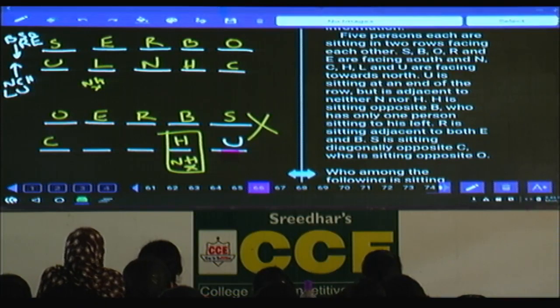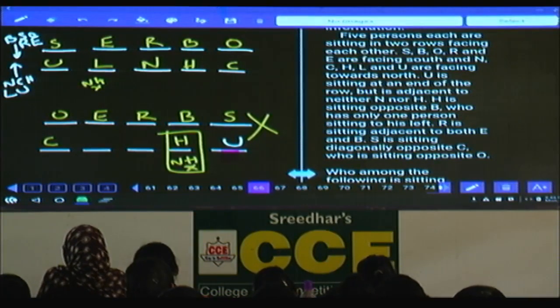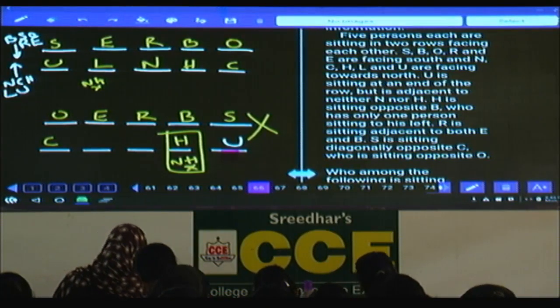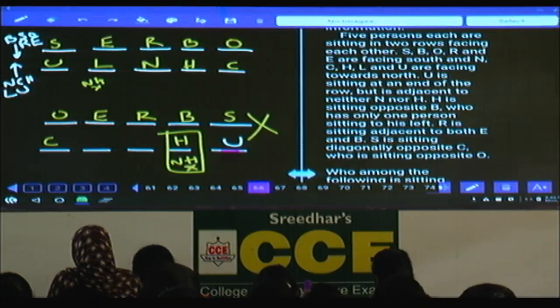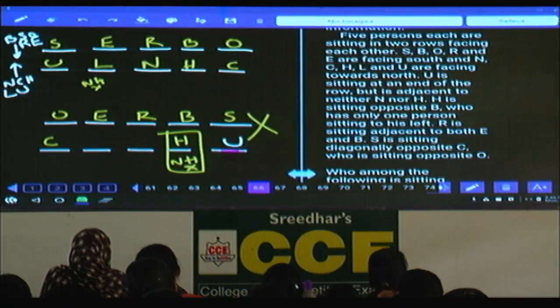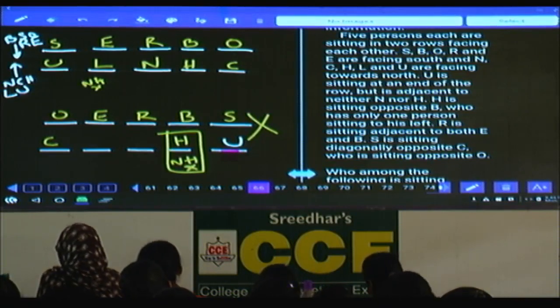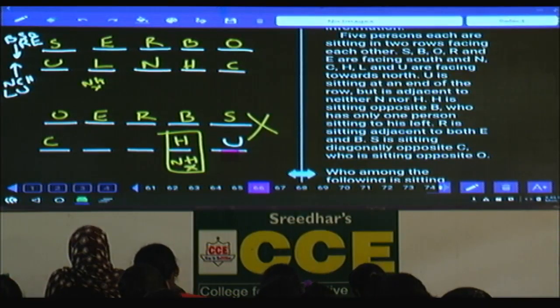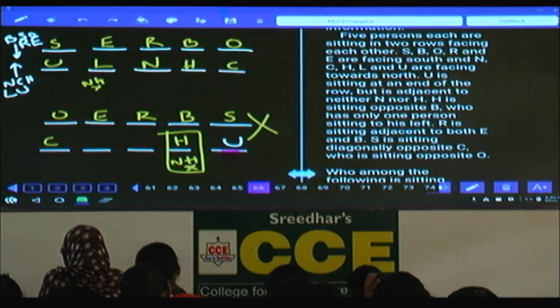Clear now? This is how these 10 persons were seated in 2 different rows. 5 persons facing towards south and 5 persons facing towards north. Five is towards north and 5 is towards south.